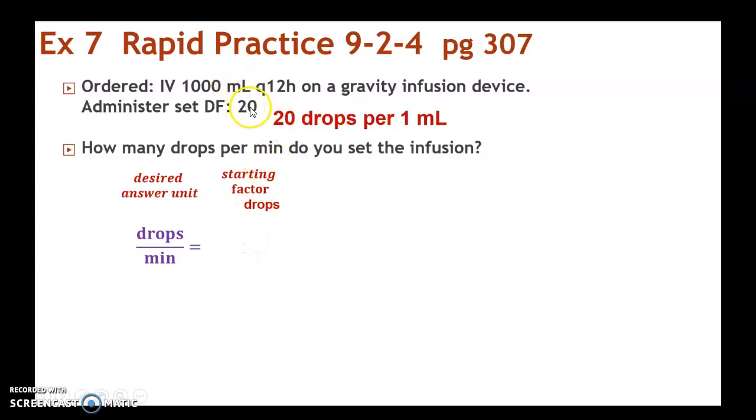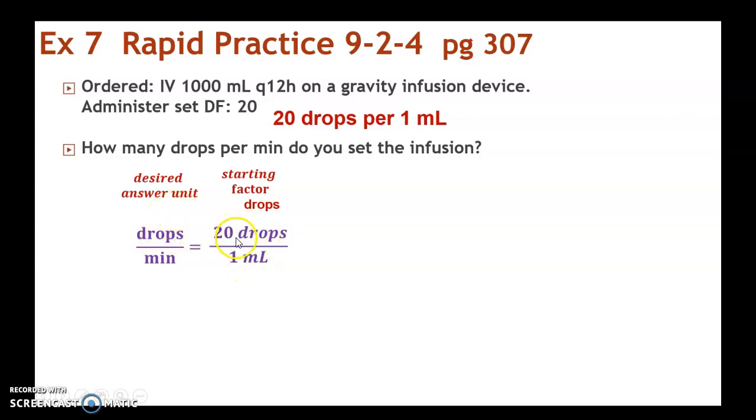So keep in mind that even though they didn't write it, it's understood that that's 20 drops per 1 mil. Okay, so it's taking 1 milliliter of fluid and it's turning it into 20 different drops. Sometimes the drop factor is a 60, sometimes it's a 15, it just depends on the problem. But our 1 milliliter of fluid is getting split into 20 different drops. So that's our first fraction here: 20 drops is 1 mil.